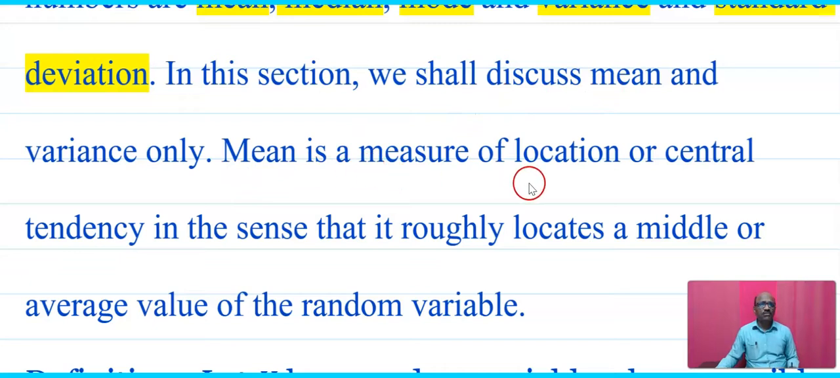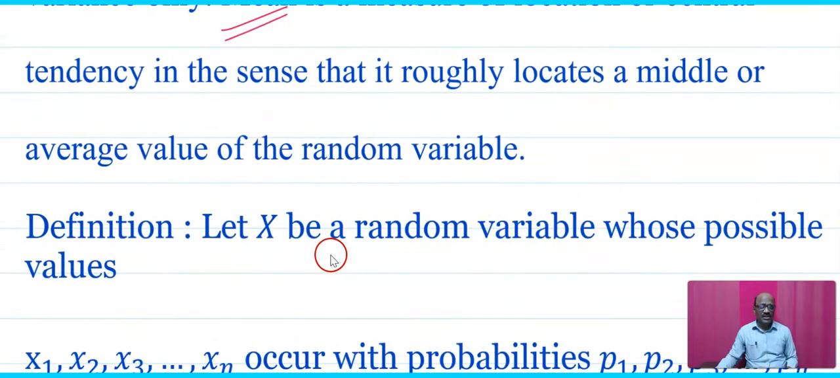Mean is the measure of location, or a central tendency, in the sense that it is roughly located in the middle or is the average value of the random variable. And this type of mean you have learned in statistics in the 10th standard also.